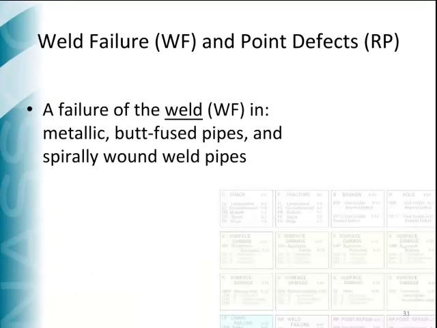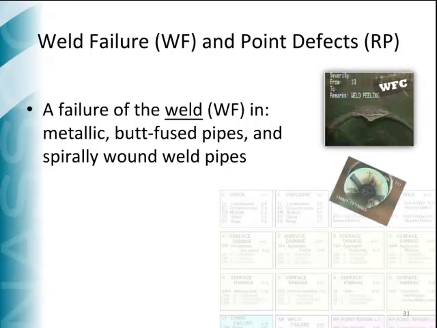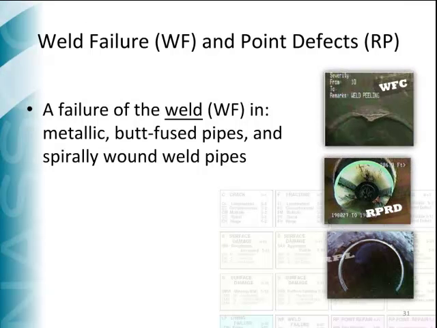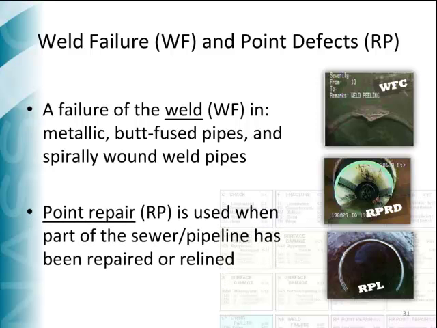Weld failure defect group is used to record defects of the weld or seam in the pipe fabric. These defects can occur on large diameter plastic spirally wound welded pipes, butt fused pipes, or metallic pipes. Point repairs, or RP, are used to record where part of the pipeline has been repaired or replaced. The codes are applicable to localized pipeliners, patch repairs, and others.